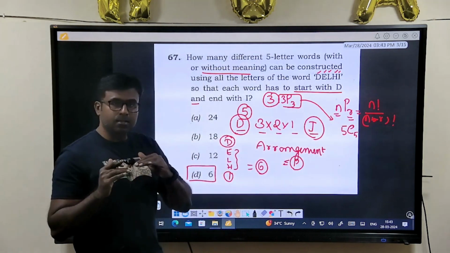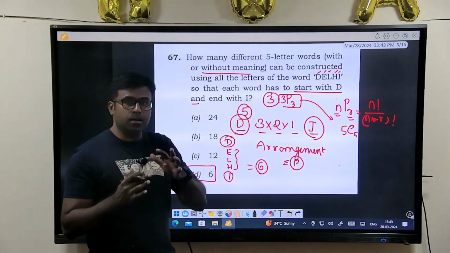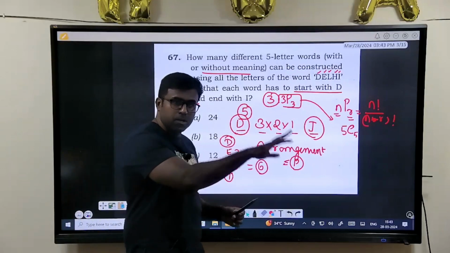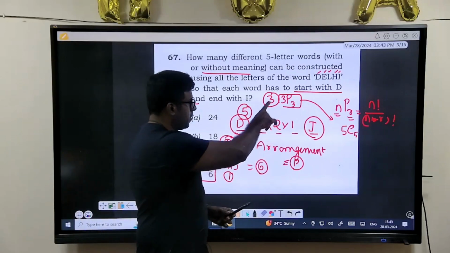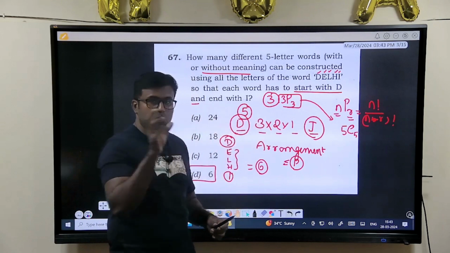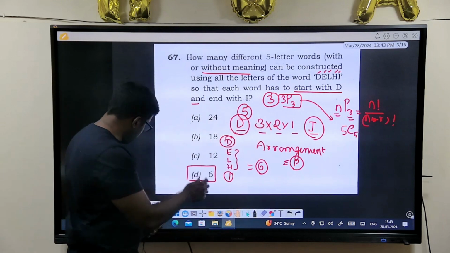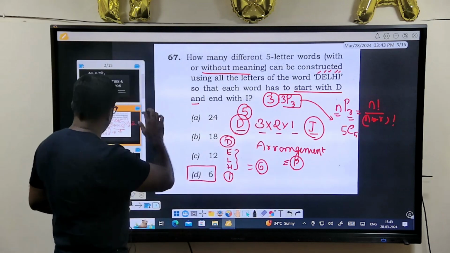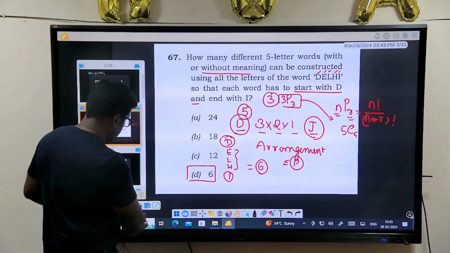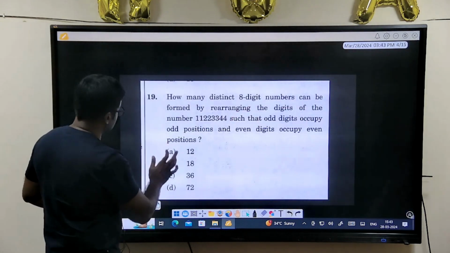Just understand this is not a combination question. Combination will be a different question. I'll show you some questions, but this is a permutation question which refers to the arrangement of words. One more question, you just check it here. Okay, next question is this. We'll go to this question.